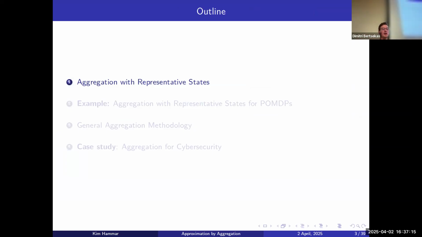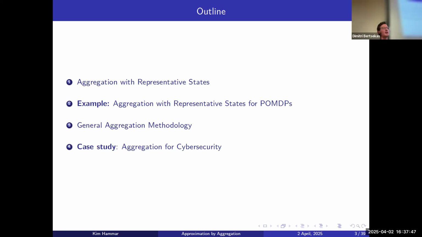So this is the outline. I will start by covering the simplest form of aggregation, which we call aggregation with representative states. Then I will show you an example of such aggregation for approximating a quite complicated POMDP problem. And then we will have a break. After the break, I will cover the more general aggregation methodology. And then I will show you how we can apply this more general methodology to a quite detailed case study in the context of cybersecurity. And this is the ongoing research that Yushao mentioned.